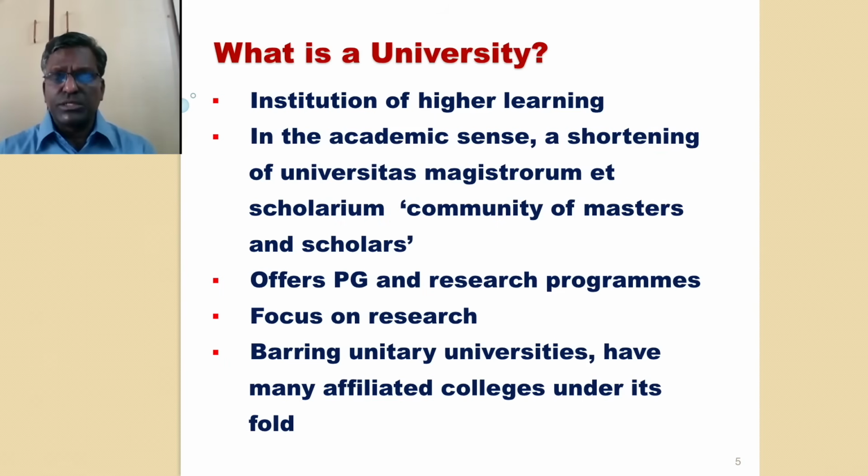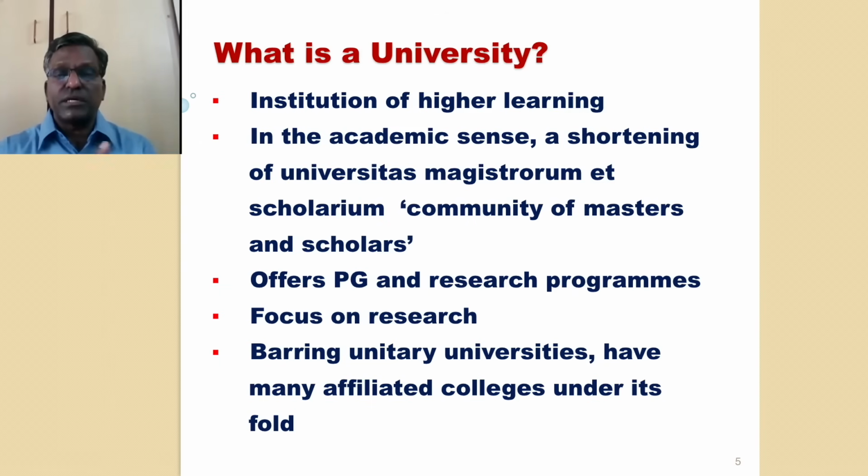So what is this unitary university? JNU is a unitary university. Aligarh Muslim University is a unitary university. So by definition, a unitary university cannot have affiliated colleges. Now, when I say all other universities, I exclude number one, unitary universities, and I also exclude deemed to be universities. So barring these two categories, all other universities can have affiliated colleges.